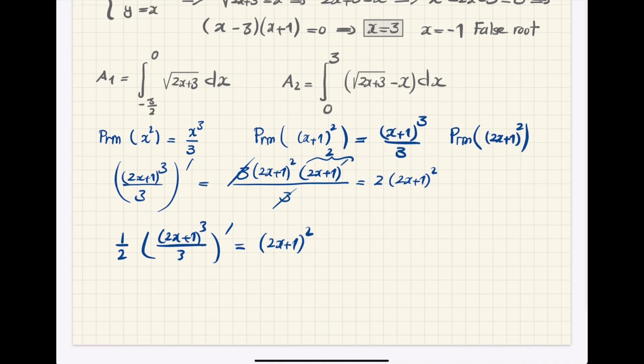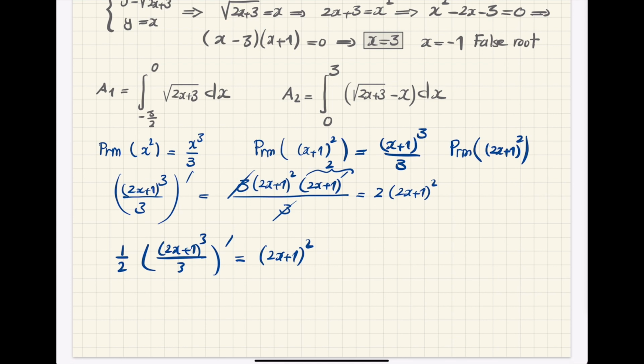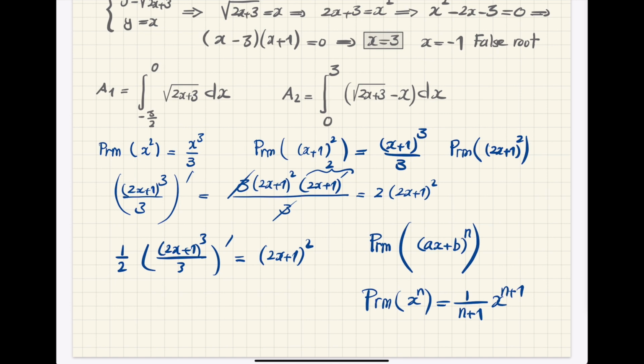So now can you cook up a pattern, an algorithm, for me? What is a primitive function for the expression ax plus b to some power n? Compare it with x to the n. For x to the n you know the answer: it's 1 over n plus 1, x to the n plus 1. But now can you cook up an algorithm for this one based on what I said and your previous knowledge by comparing it here?